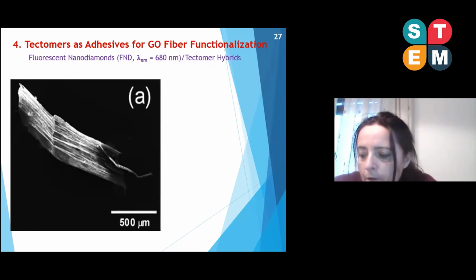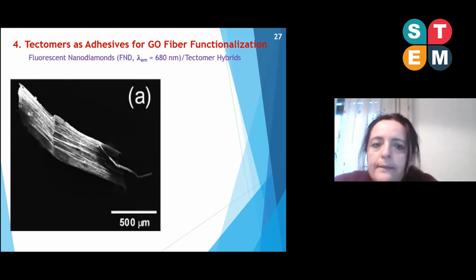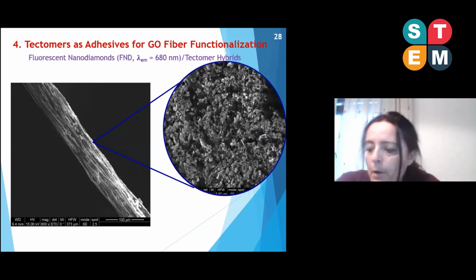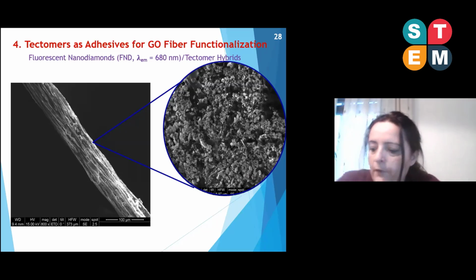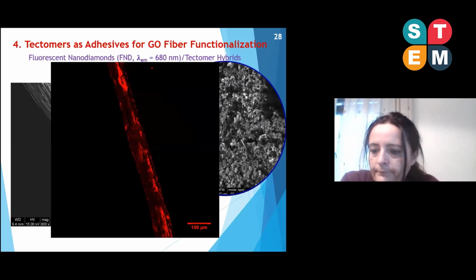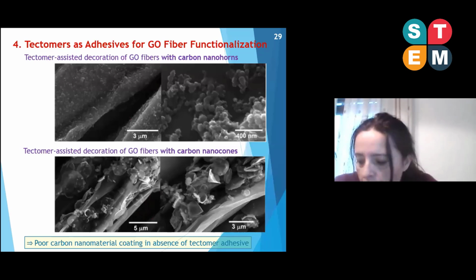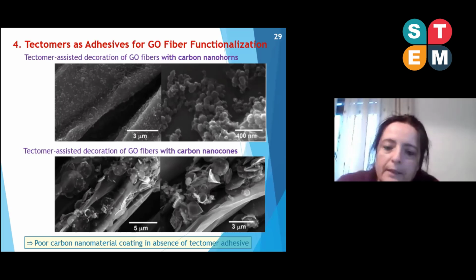As in the case of carbon nanotubes, immersion of GO fibers in a fluorescent nanodiamond dispersion leads to the destruction of the fiber. However, Tectomers again can act as a protective adhesive which allows fluorescent nanodiamond decoration of GO fibers. GO fibers were also decorated with carbon nanohorns and carbon nanocones. Poor material coatings were observed in the absence of Tectomer adhesive.